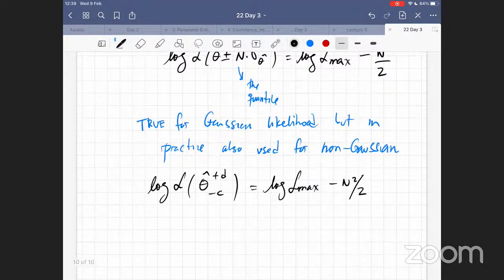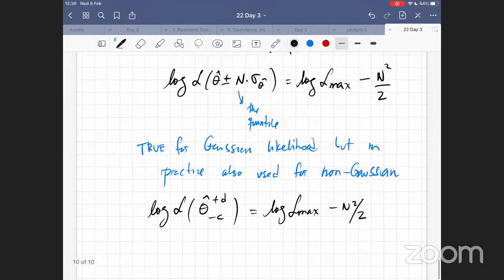Right? And then let us see in an example how this works. But this is going to be similar to what we already saw before. Any question? Okay.